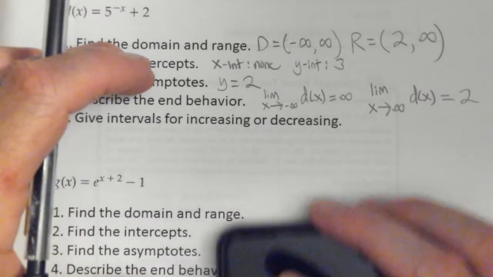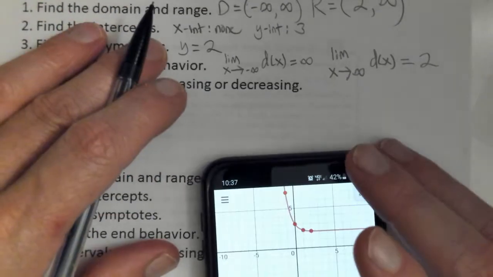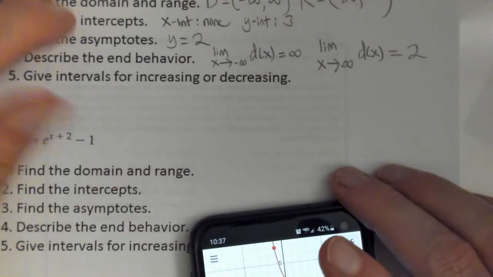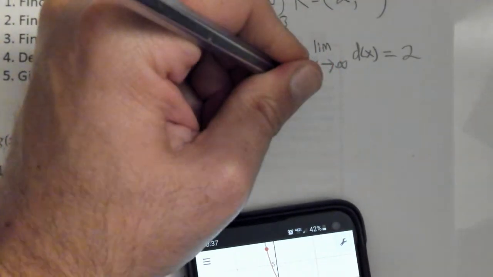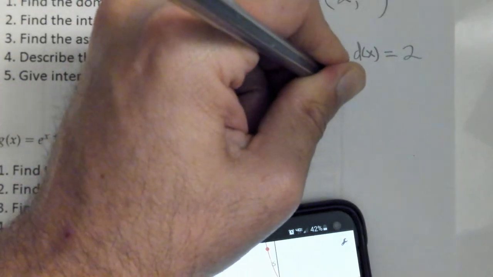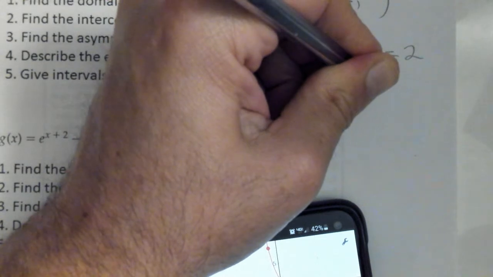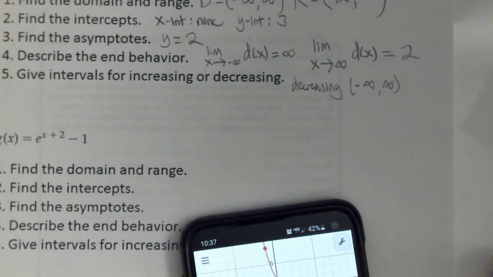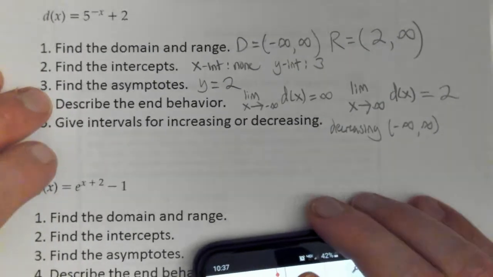Okay. Now, I want to give the intervals for increasing and decreasing. And once again, as I look at the graph, I should be able to notice that it's decreasing on the entire domain, which means it's going to be decreasing on the interval from negative infinity to infinity. All right, so there we go. Now we've answered all the questions regarding the characteristics.